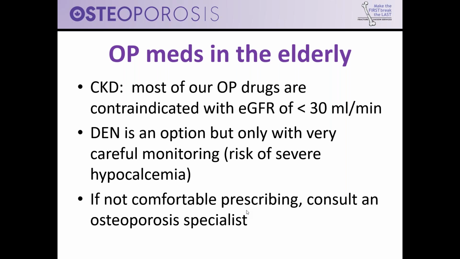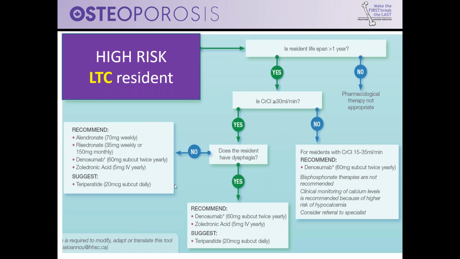In patients who have reduced eGFR, denosumab is an option, but it does require a bit of careful monitoring for the risk of severe hypocalcemia. So in terms of when I say careful monitoring, it just simply means a blood test before each denosumab injection and a repeat blood test approximately 10 days after the injection. And certainly they still require treatment. And if the prescriber themselves or the primary care physician is not comfortable prescribing, certainly consultation to an osteoporosis specialist would be indicated. So this is the guidelines.